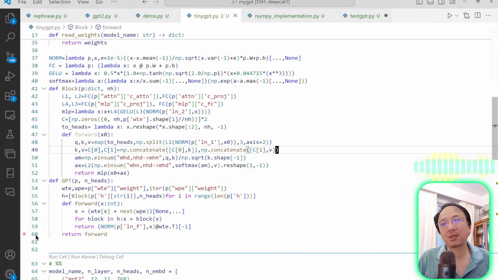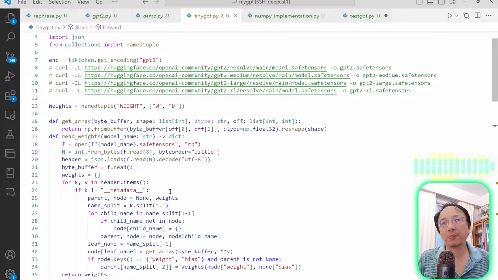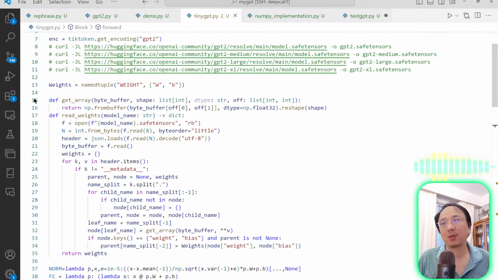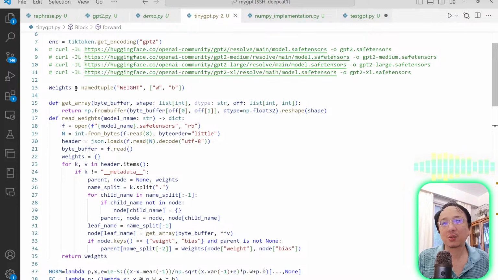So you can see that from line 37 to line 60, this is a full implementation of GPT-2. There is some code before this one, before line 37. And from line 15 to line 35 is an implementation of reading the safe tensor weight. Because a lot of the deep learning models publish their weight in safe tensor. So this is a full implementation of safe tensor parser and loader.